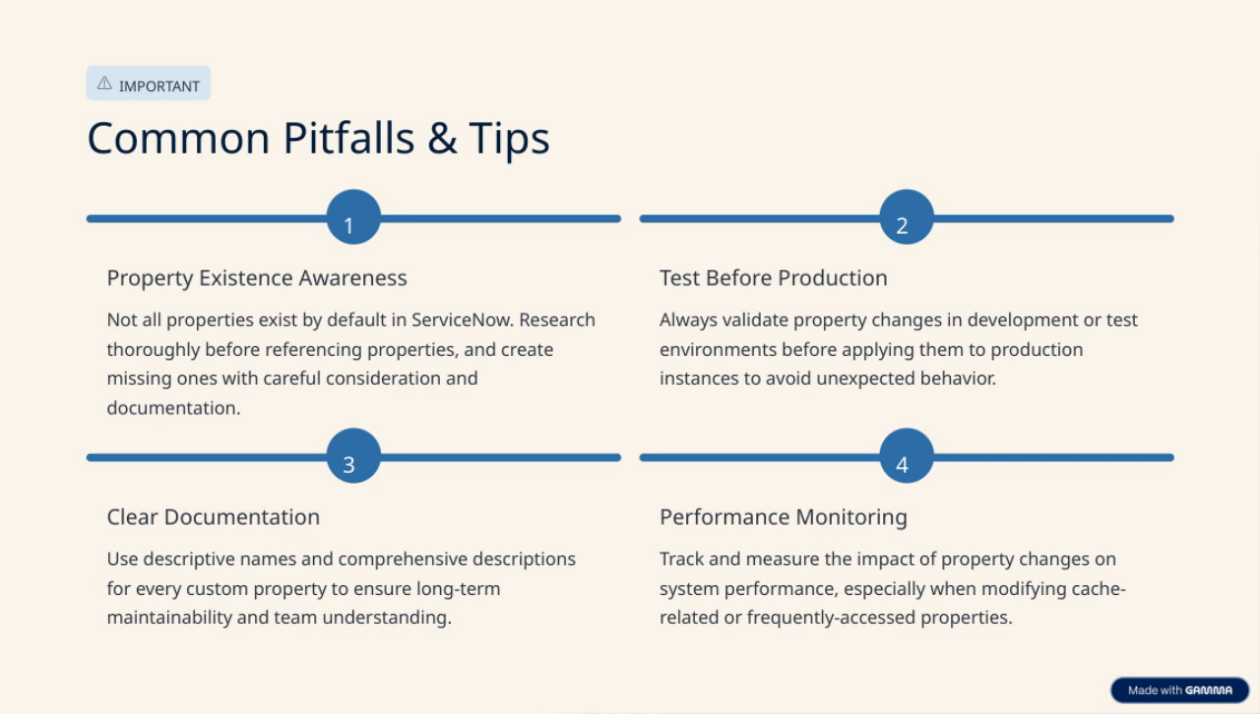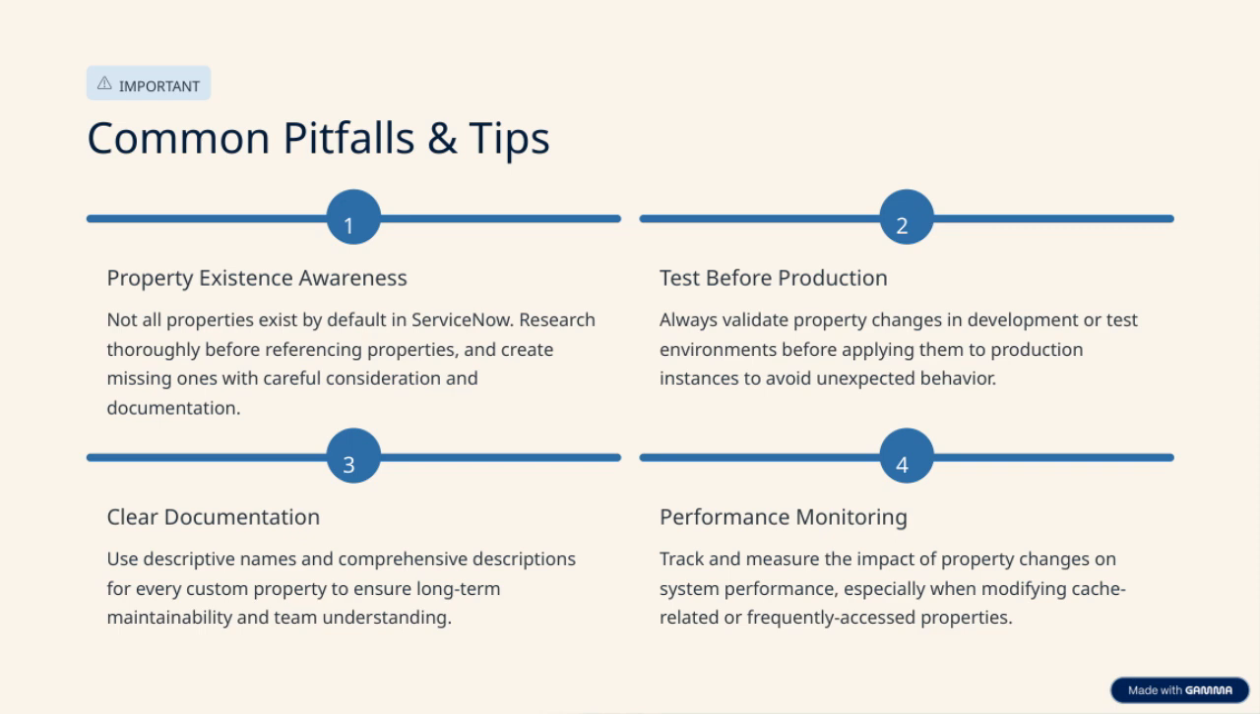Next, always use descriptive names and provide comprehensive descriptions for every custom property we create. This practice is key for long-term maintainability and helps the entire team understand what each property does, making future updates much smoother. Another important point is to validate all property changes in development or test environments before applying them to production. Rushing into production without testing can lead to unexpected issues that might disrupt users or cause data problems.